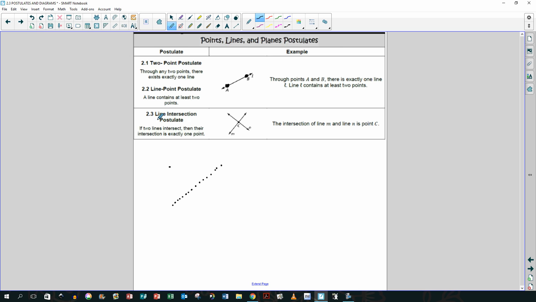We have a postulate called line intersection. In other words, if 2 lines intersect, they intersect at exactly 1 point. They can't intersect anywhere else. That is exactly where they intersect. Kind of like 2 streets. You've got this street going this way and this street going this way. They intersect right here. They're not going to intersect anywhere else because that's where they meet.